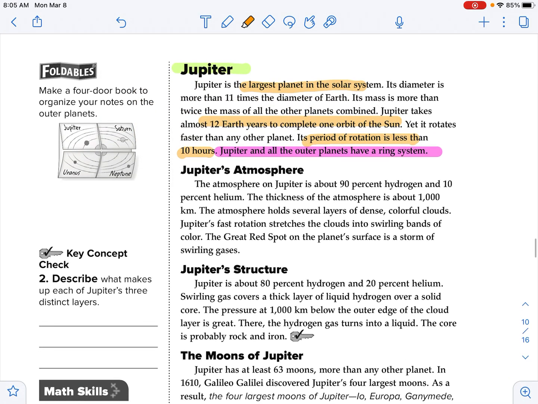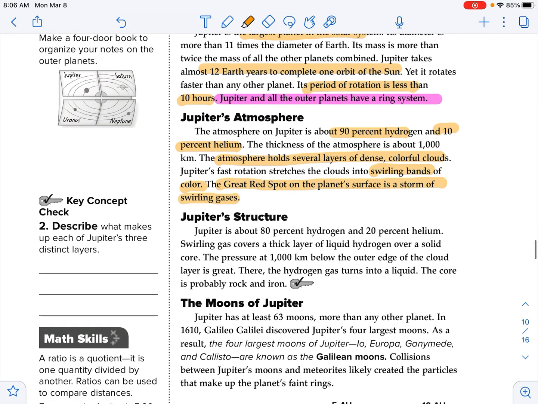Okay, Jupiter's atmosphere. The atmosphere on Jupiter is 90% hydrogen and 10% helium. The thickness of the atmosphere is about 1,000 kilometers. The atmosphere holds several layers of dense, colorful clouds. Jupiter's fast rotation stretches the clouds into swirling bands of color. The great red spot on the planet's surface is a storm of swirling gases.